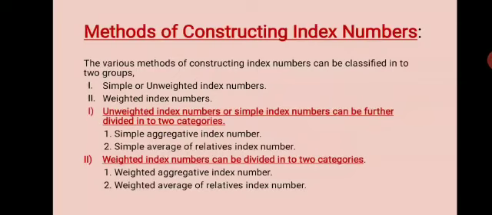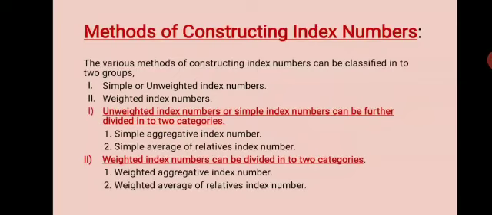The various methods of constructing index numbers can be classified into two groups. The first one, simple or unweighted index numbers, and the second one, weighted index numbers. The first one, unweighted index numbers or simple index numbers, can be further divided into two categories. In that first one, simple aggregative index number, and the second one, simple average of relatives index number.